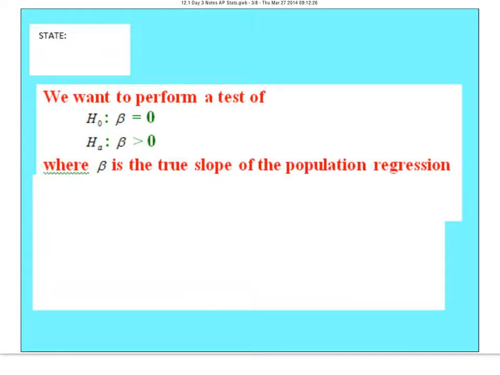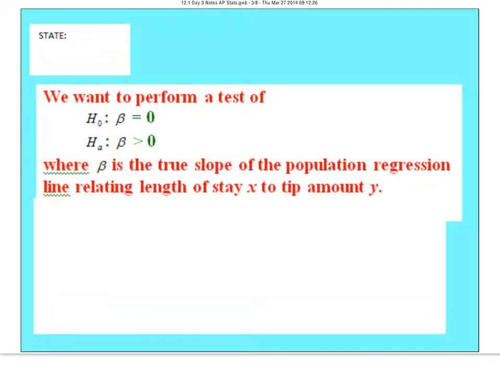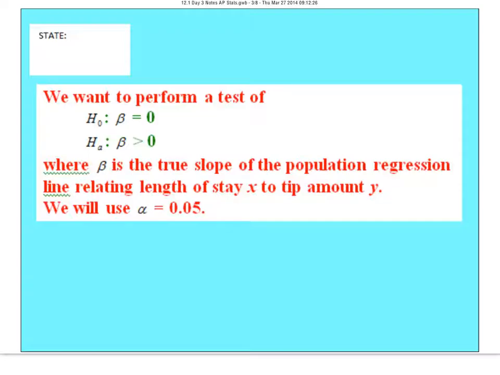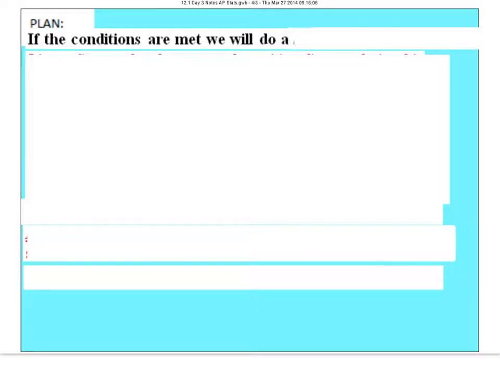Let's define beta as the true slope of the population regression line relating length of the stay x to the tip, which is y. And let's choose to use a 5% significance level for alpha. Reference back to the graphs that we saw earlier and check our planned conditions. First thing I do want to do is define the test I'm going to do. So if the conditions are actually met, then we will do a t-test for the slope.